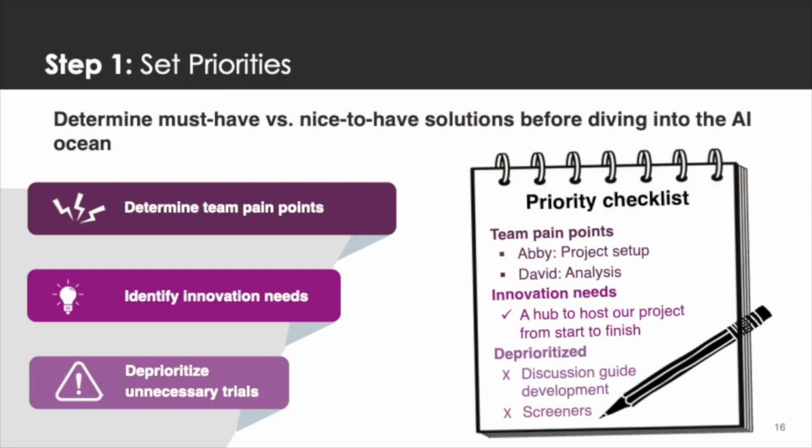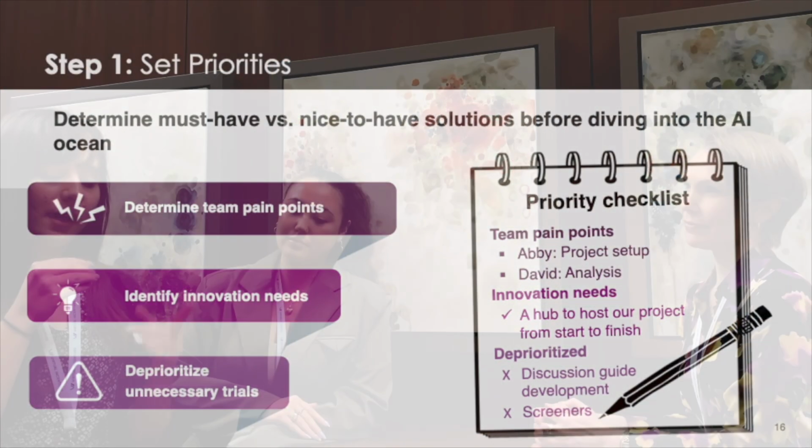The first being just setting your priorities. And we really recommend this funneled approach to make sure that you know what your team's pain points are in the standard workflow that they have, and seeing what's out there in the AI landscape. Then you're going to identify the areas ripe for innovation, as well as not bringing in any unnecessary trials to that AI process. Don't test something just because it's shiny and new.